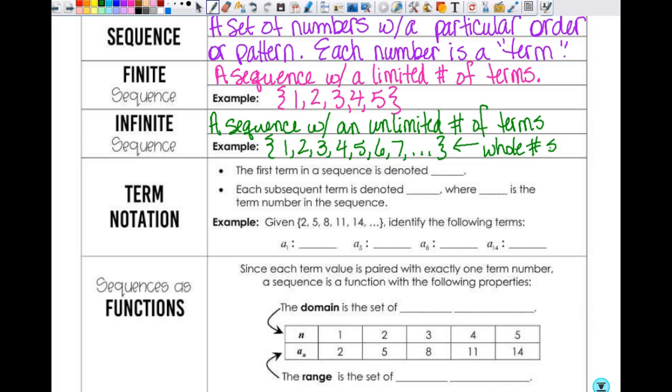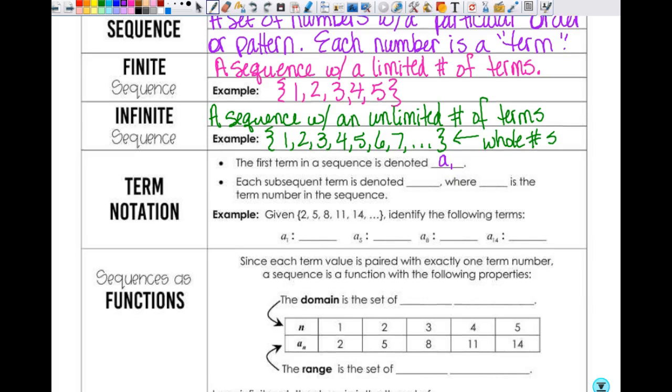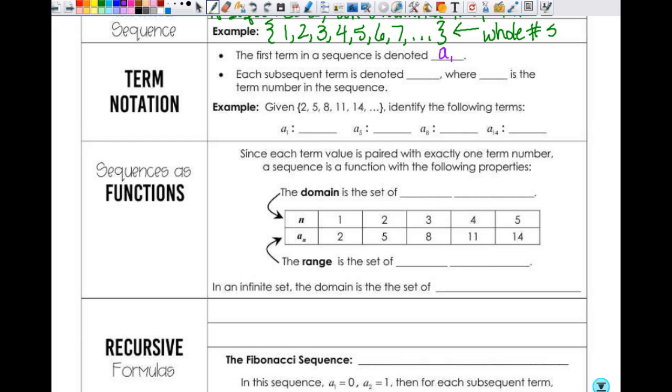So our term notation, this has a lot of different notation. It's not necessarily complicated. You just got to pay attention to what's what and think about it. So the first term in a sequence is denoted with a sub 1, because it's the first one. And then each subsequent term is denoted as a sub n plus 1, where n plus 1 is the term number in the sequence.